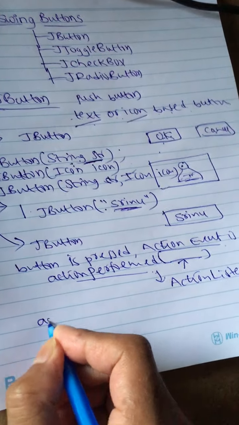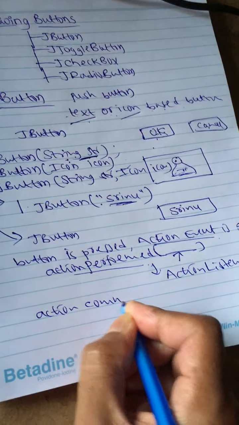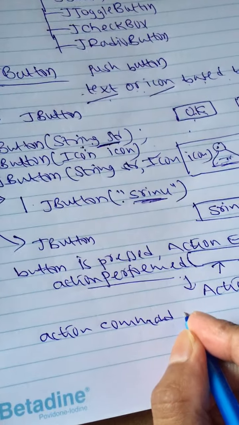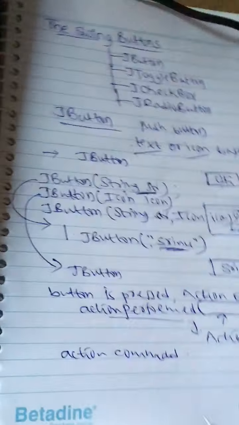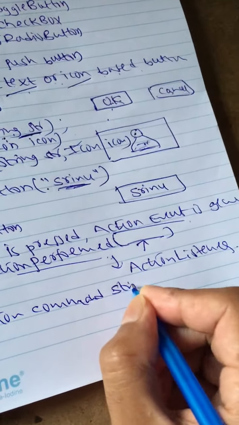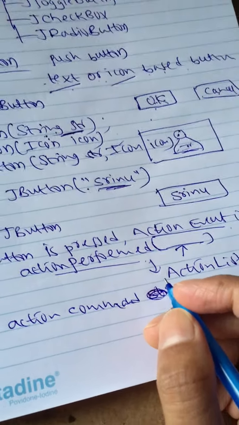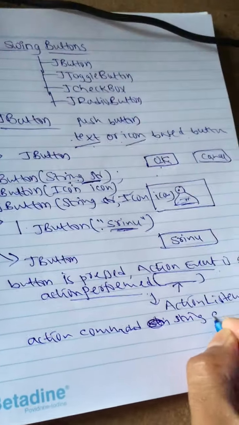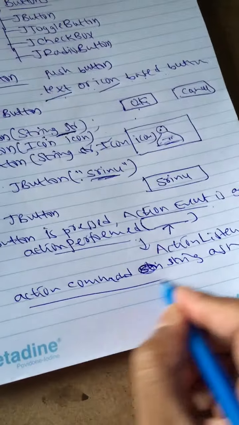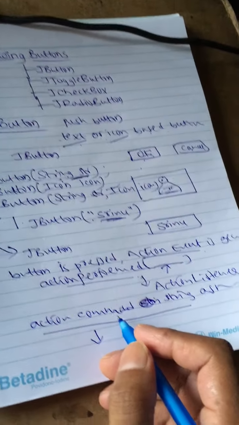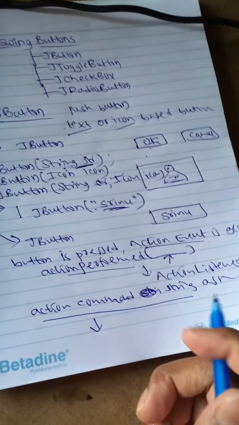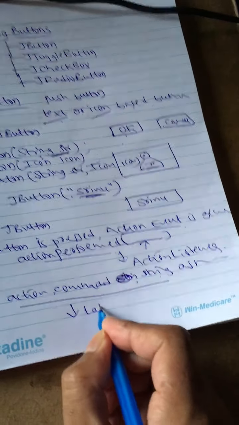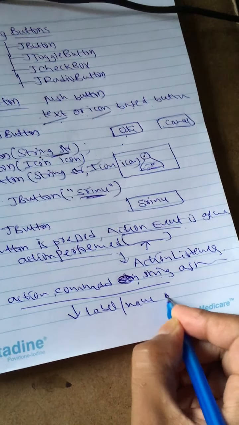We obtain the action command string associated with the button. So what is the action command string? By default, the action command string is the label or name inside a button.